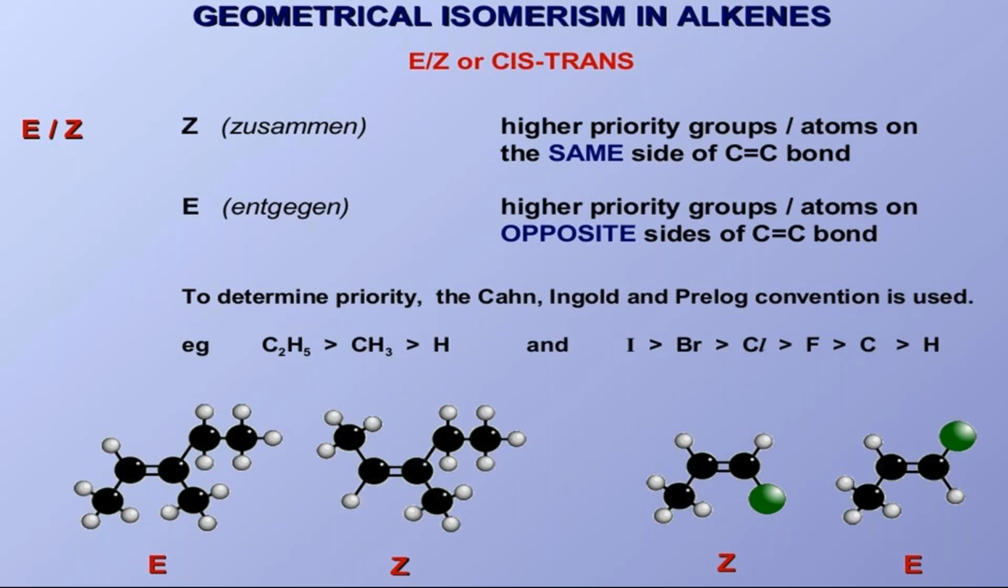So to determine priority, we talked about higher priority groups. According to the Cahn, Ingold and Prelog convention, we use this priority. So ethyl is higher priority than methyl, and methyl is higher than hydrogen. Similarly, if you take halogens, iodine is the first preference, then bromine, then chlorine, then fluorine, then carbon, and last is hydrogen.